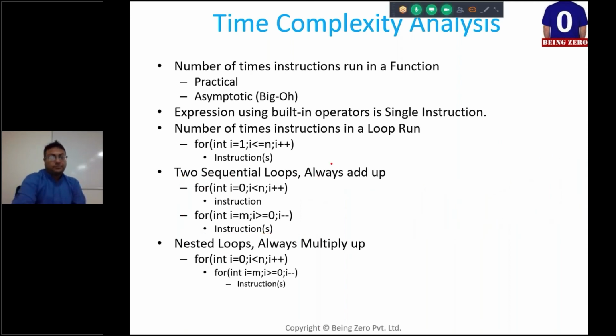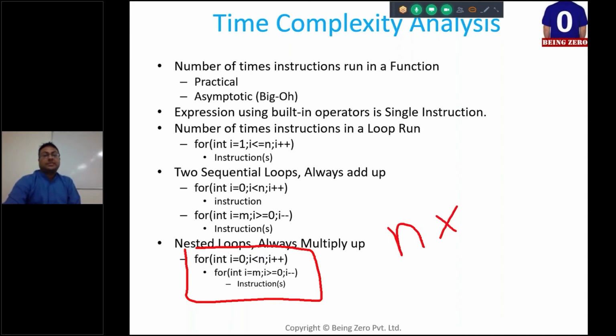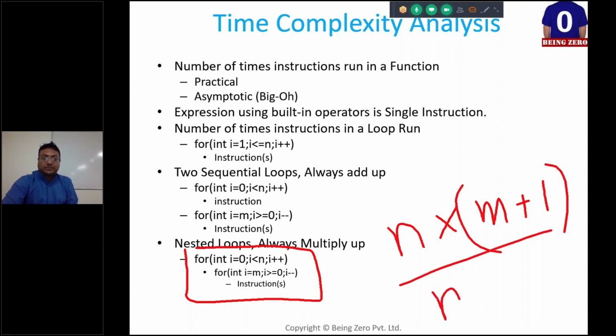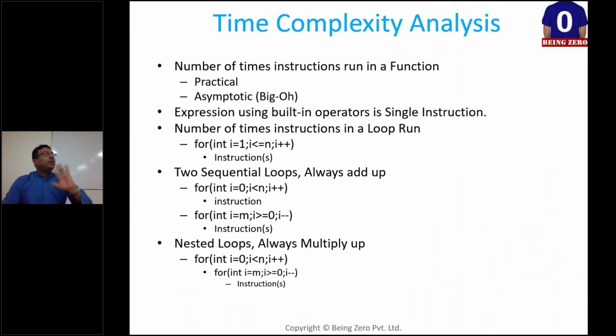Third one: what is the practical time complexity of this? n * m. Running n times. So can I say n * m + 1? Is that correct? No, this is not correct. Mathematically, it is not correct. It should be like this: n * (m + 1). n * m + 1 and n * (m + 1) have different meanings because of the BODMAS rule. Okay, so we are clear.